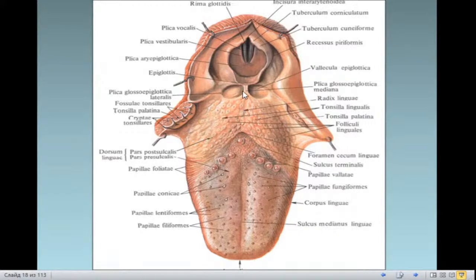Behind it, there is the fold called the glossoepiglottic fold. Here you can see it. It is the medial glossoepiglottic fold, and there are two lateral glossoepiglottic folds. They are called plicae. In between, there are small fossae called vallecula, and these are called vallecula glossoepiglottica or epiglottic fossae.